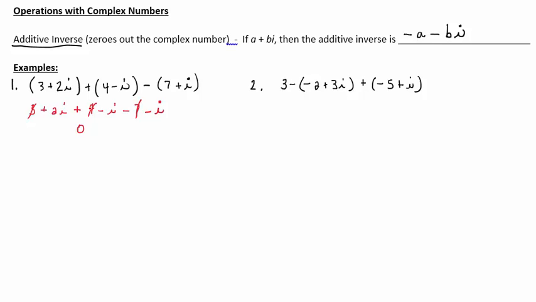Our answer is 0. It's still a complex number. I could write it as 0 plus 0i. Kind of pointless. Well, that's my answer, 0. That was weird. Let's look at example 2.